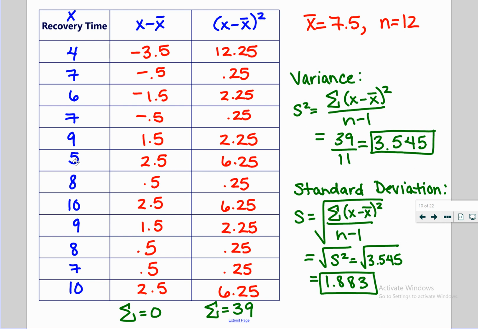Any questions on what's on the board? Okay, so once you got your data in the calculator, again, stat edit is how we get it in there.